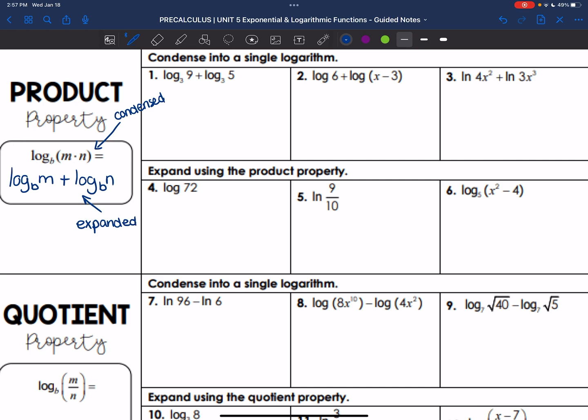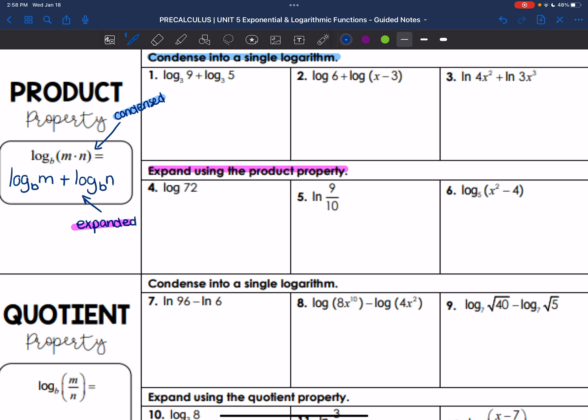Condensed means made smaller, made to be just one log expression, a single log expression like you see written here, condensed into a single log, right? And then we have next to that expanded. Expanded is going to be when it is drawn out into two things, or something made longer. So let's go ahead and look at condensing these couple examples into a single logarithm.